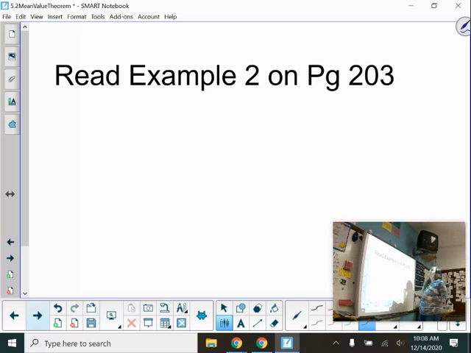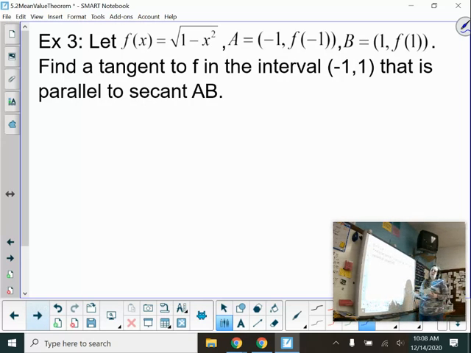Page 203 has an example. I want you to just read over that. You can probably watch the video that goes along with the book to get that information as well, because I'm pretty sure that they go over that too. Then we have example 3.